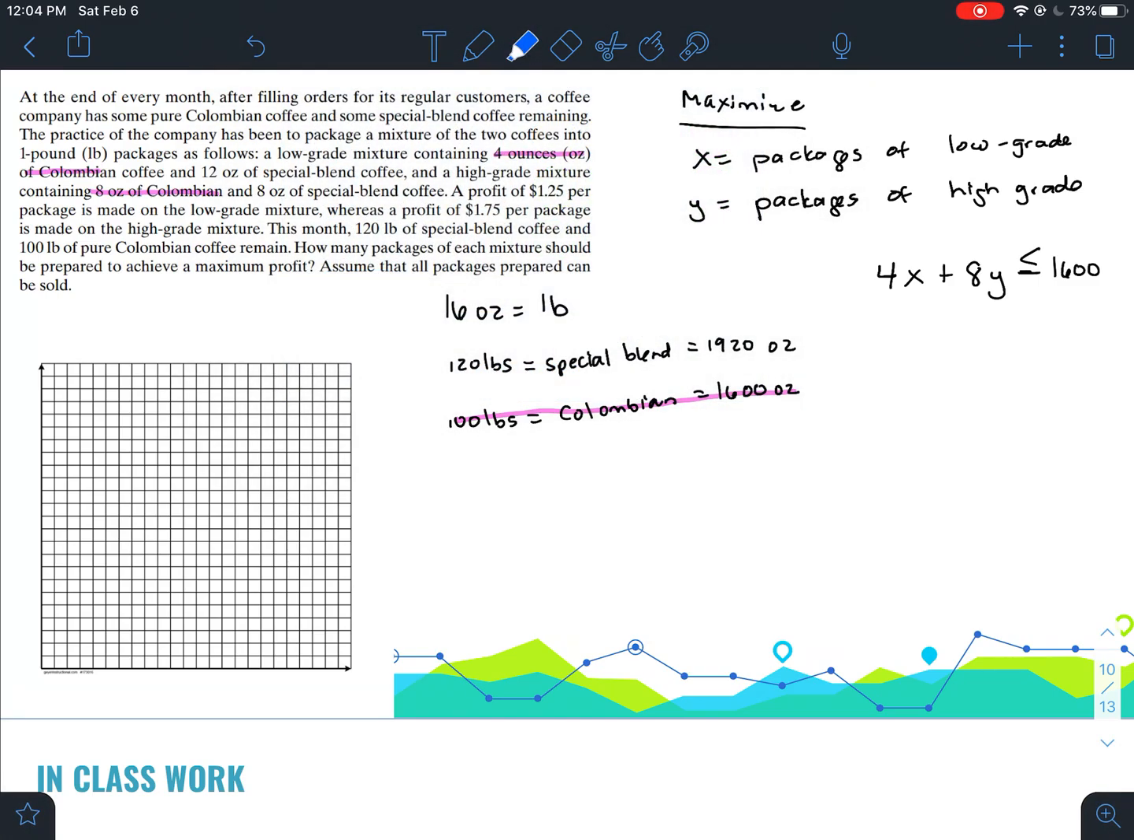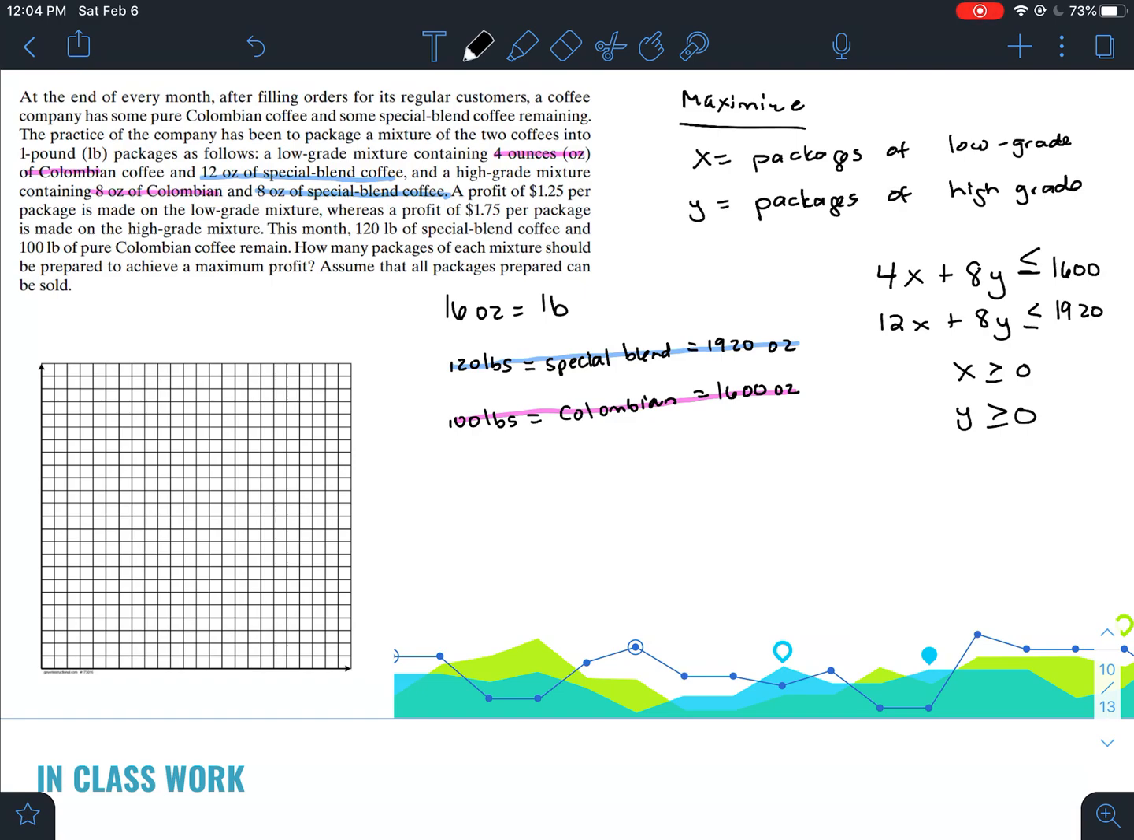All right, now let's look at the special blend. In our special blend, in the low grade, we need 12 ounces of special blend. And in the high grade, we need 8 ounces of the special blend. So I know that if I take 12x plus 8y, that needs to be less than or equal to the total number of special blend ounces I have, which is 1,920. And then obviously I know that x needs to be greater than or equal to 0, and y needs to be greater than or equal to 0.